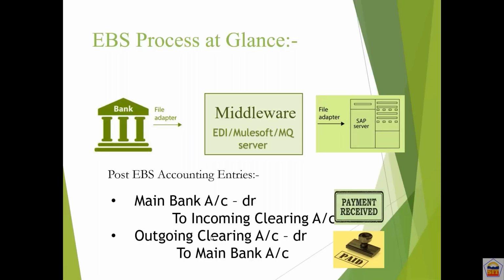So these are the two accounting entries we can see from the subledger standpoint for our customer or vendor. Here it is saying that the main bank account is debited to the incoming clearing account, and the outgoing clearing account is debited to the main bank account. The first scenario is for the customer in case of payment received. The second scenario is for the vendor in case of vendor payment.